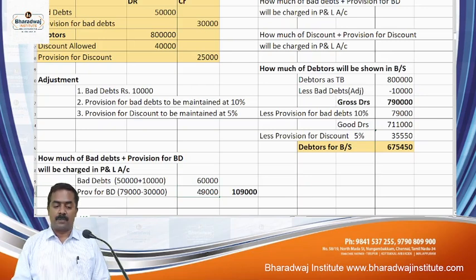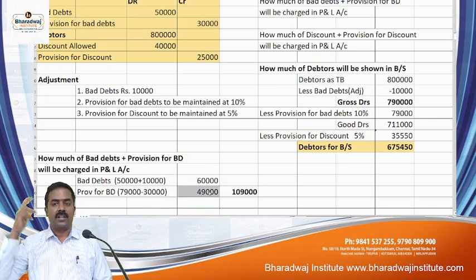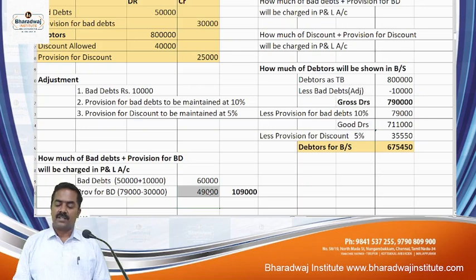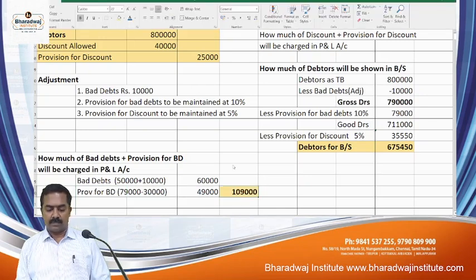Otherwise, what was the opening balance of provision for bad debts? 30,000 plus additional provision. How much do we create? 49,000. So 30 plus 49, how much will it become? 79,000 it will become. So bad debts, old plus new. Provision for bad debts, new minus old. 1,09,000 will be charged in the P&L account. Take up this.